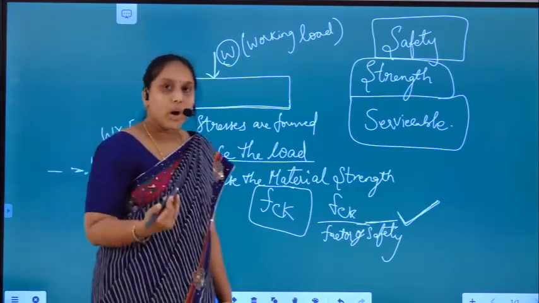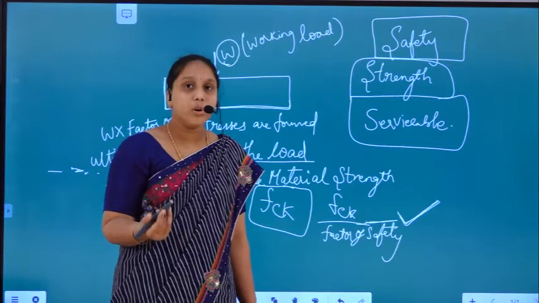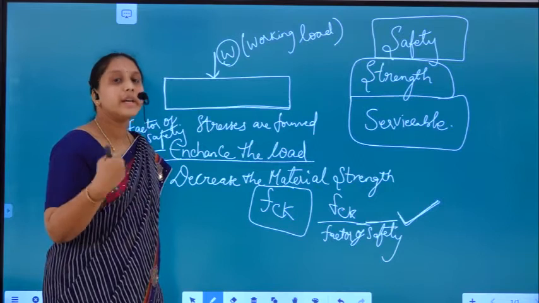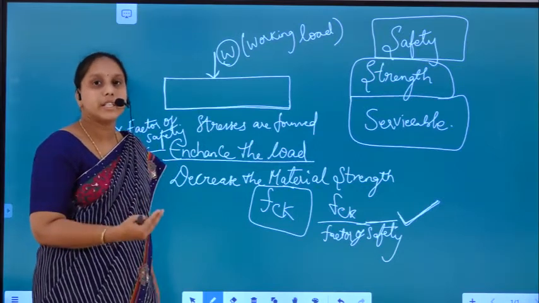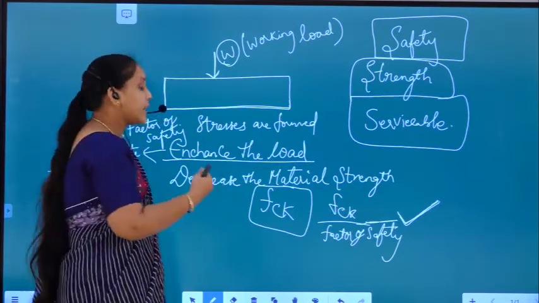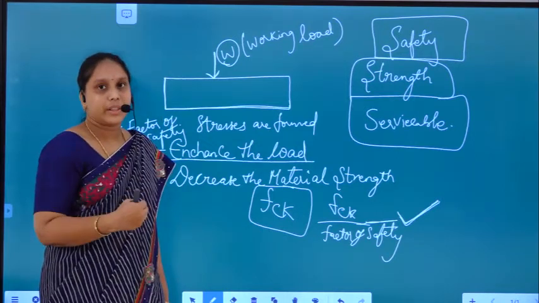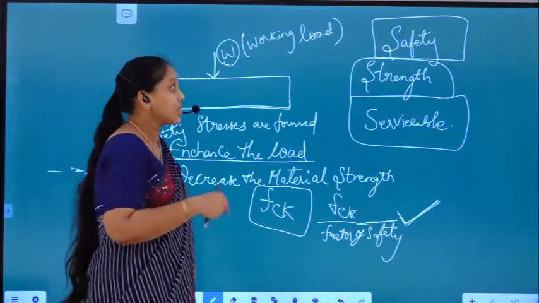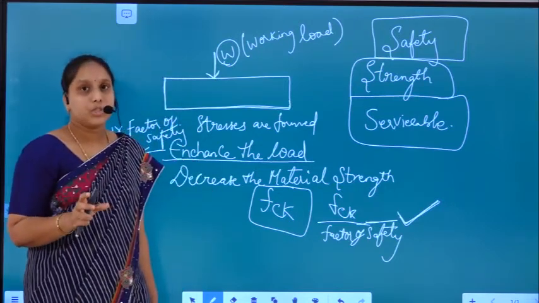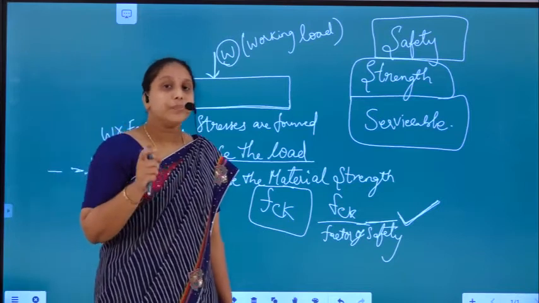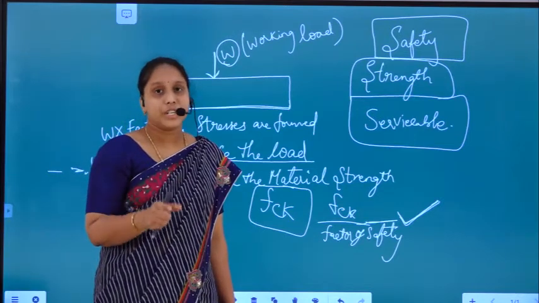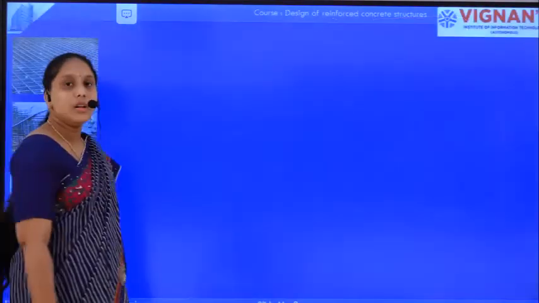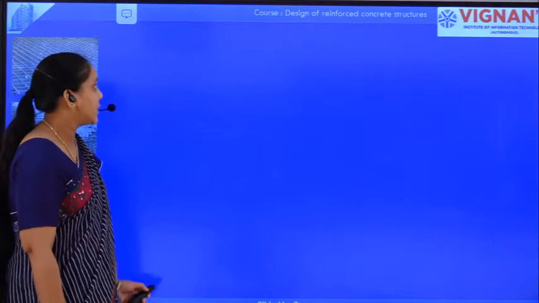So here, from the safety point of view, one thing is we are enhancing the load, that is, we are increasing the load, and for that load we are designing. And we are decreasing the material strength, and for that material strength we are designing, so that our structure will be in a safe position. That is, it will have sufficient strength, and also it will be serviceable. So now let us see what the working stress method is.